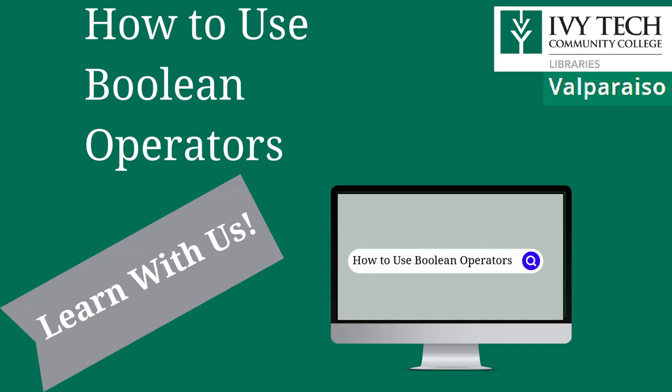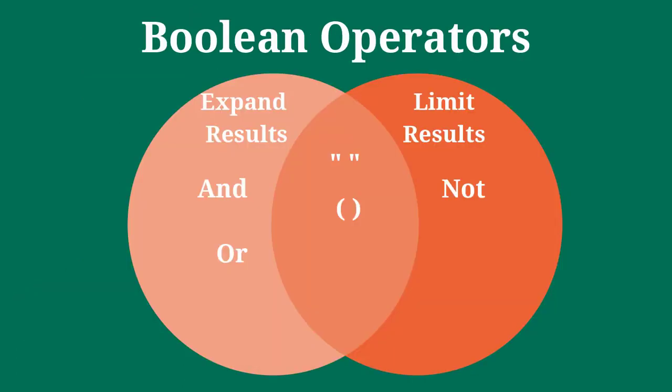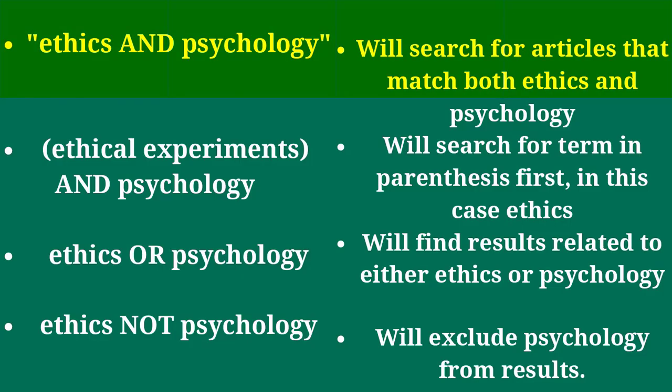In this video, I'll be showing you how to search using boolean operators. Boolean operators are the words and, or, and not, used in conjunction with quotations and parentheses to narrow or broaden search results and connect pieces of information. For example, to find resources related to both ethics and psychology, I would type in quotations, "ethics and psychology." This will result in articles that include both keywords.